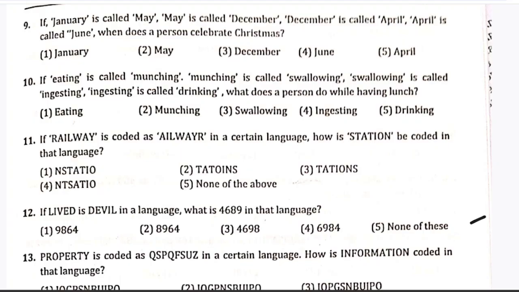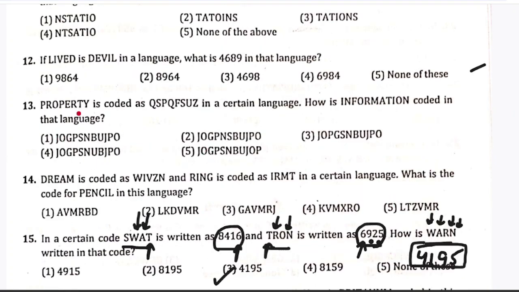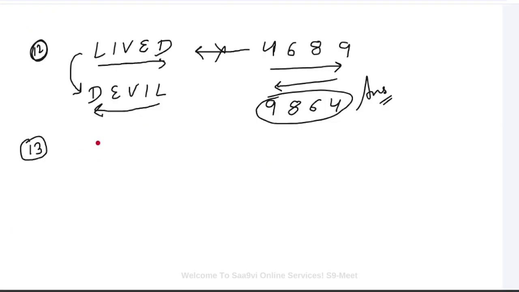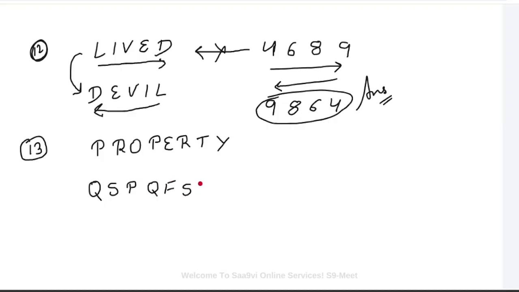The question number 13 says, if property is coded as QSPQFSUZ, then how is information being written? Now again, let's go back to the blank sheet. It says property is being written as QSPQFSUZ. Now how will you write information?